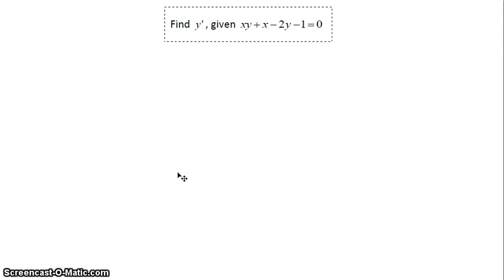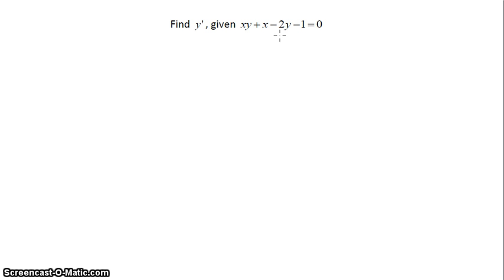Okay, in this video I'm going to show you how to use implicit differentiation in finding the derivative of a function. Implicit differentiation is used whenever a function is not expressed in the form of y equal to another expression in x. As you can see, we have xy together on one side. So that signals that the better way of differentiating the function is by the use of implicit differentiation.